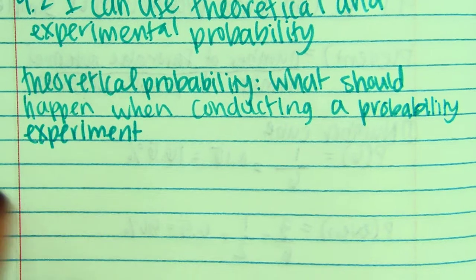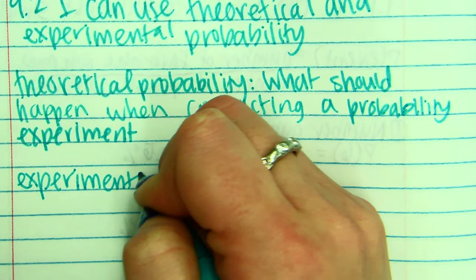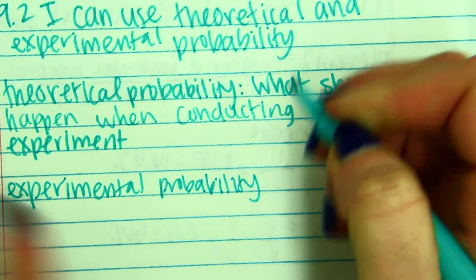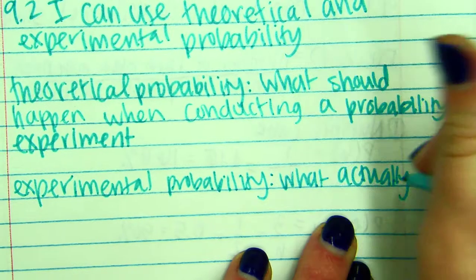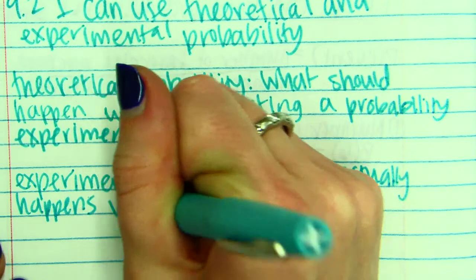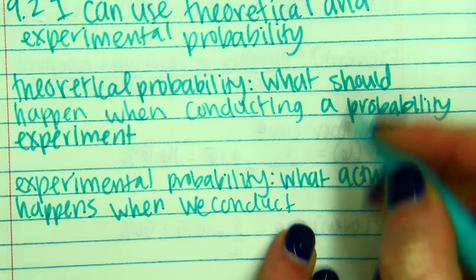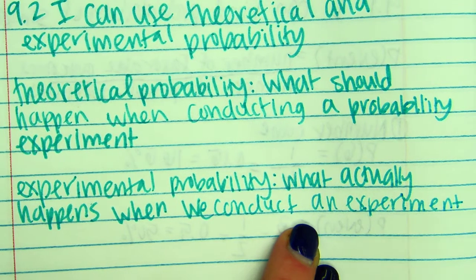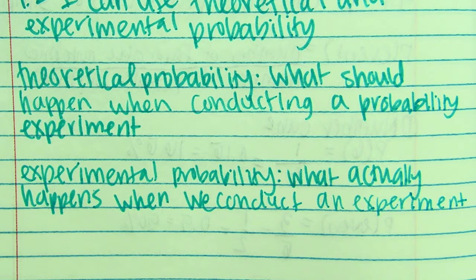Experimental probability is what actually happens. So if we talk about an example, theoretical probability is what should happen, experimental probability is what actually happens.